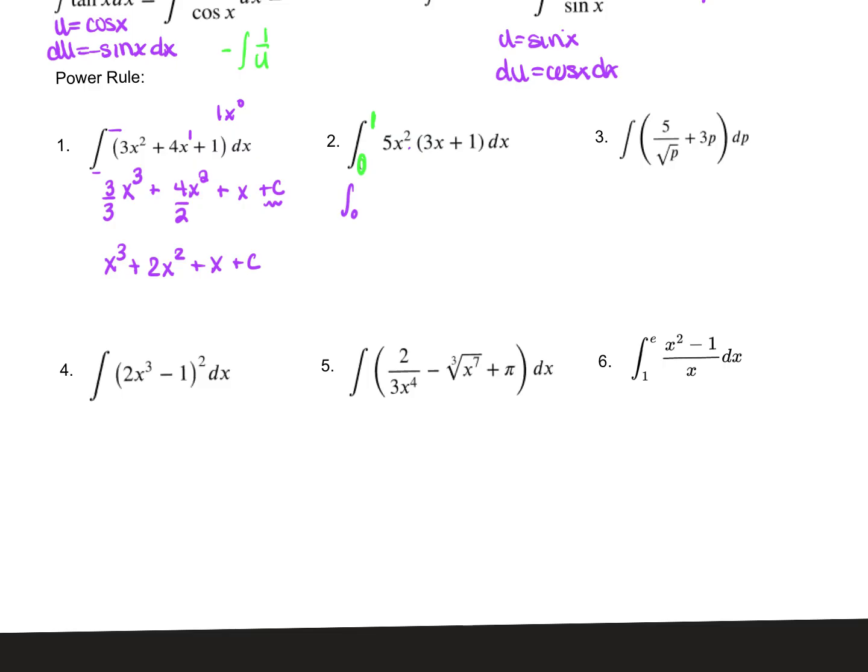So this would be the same thing, an integral from 0 to 1, 15x cubed plus 5x squared. And then we're going to do the power rule. So you're going to go up 1, divide by the new power, up by 1, divide by the new power. This is a definite integral, so we're going to evaluate our endpoints. So we plug in the first endpoint, the top one, and then subtract in plugging in the bottom one.